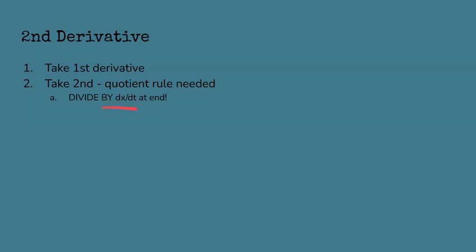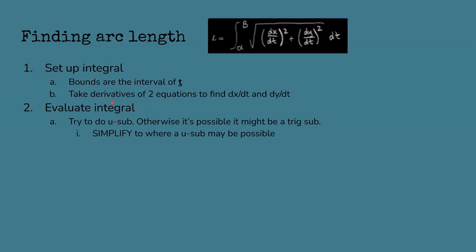That's crucial, this right here. After you take the second derivative using the quotient rule, you have to divide by that. And if you're wondering why, it's just a matter of we kind of changed which variable we're deriving with respect to. If that doesn't make sense, it doesn't really matter. Just know that you have to divide by the derivative of the x equation at the end.